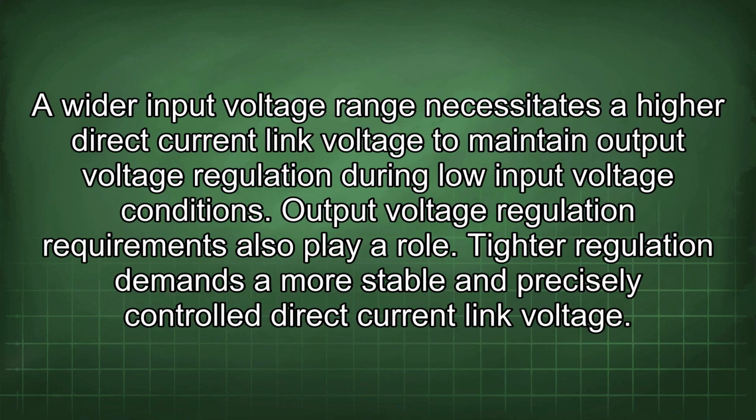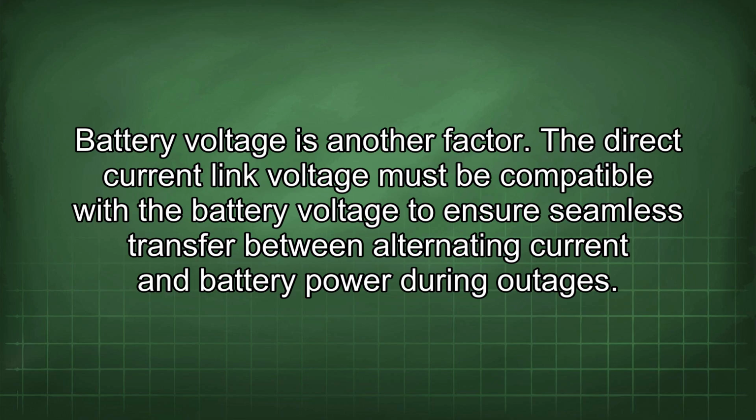A wider input voltage range necessitates a higher direct current link voltage to maintain output voltage regulation during low input voltage conditions. Output voltage regulation requirements also play a role. Tighter regulation demands a more stable and precisely controlled direct current link voltage. Battery voltage is another factor.